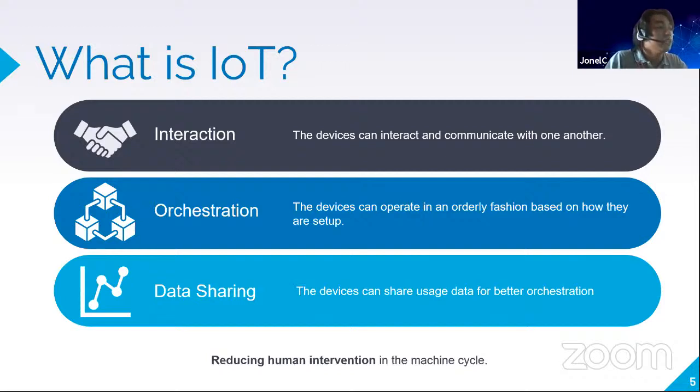And next is data sharing. With this, they can also share data with each other and make sense of that particular data. So these devices can share usage data for better orchestration and whatnot. Okay. And with these particular concepts, we can now reduce human intervention in the machine cycle.